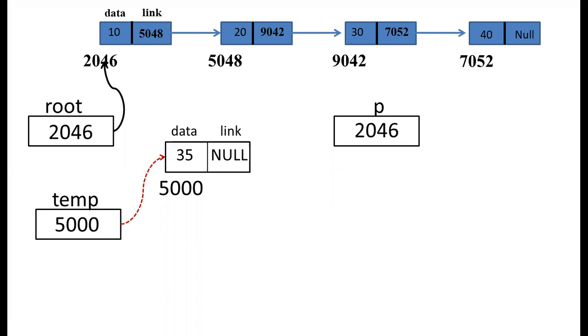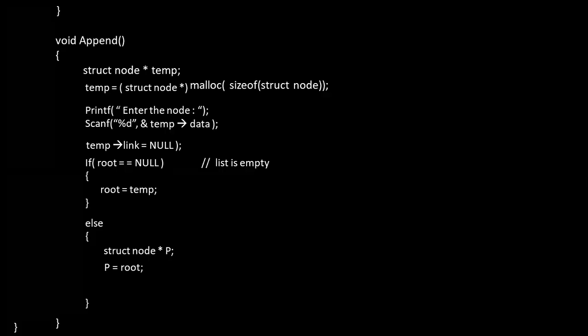So next what we have to do? We have to check whether the next node is available or not. How many times we have to check, we don't know. So we have to use the while loop: while p->link not equal to null. p->link not equal to null means what? There is another node in the linked list.